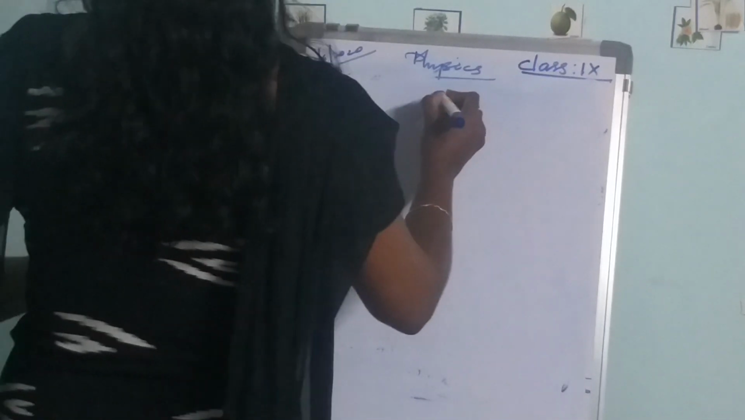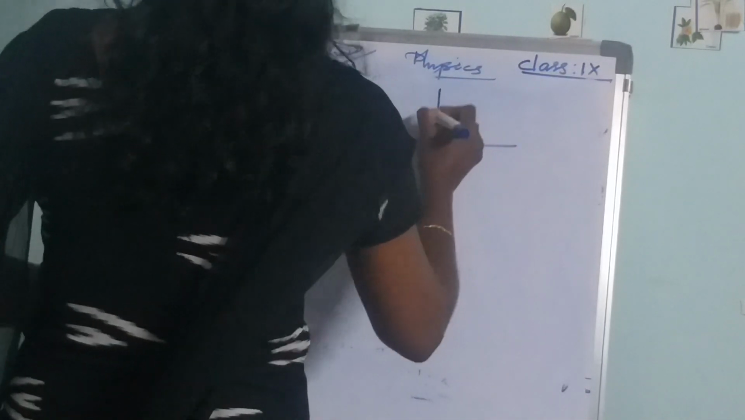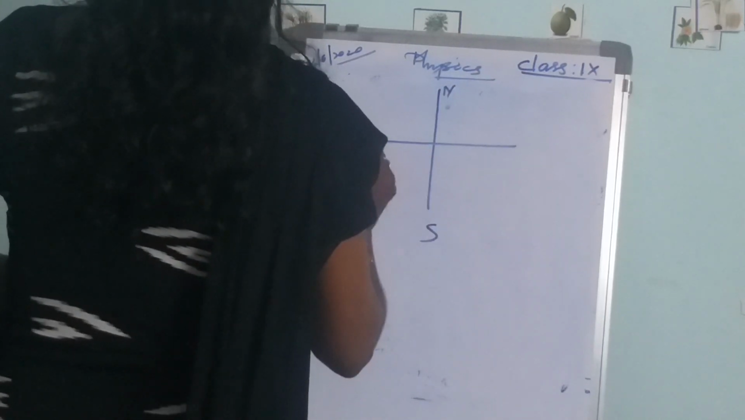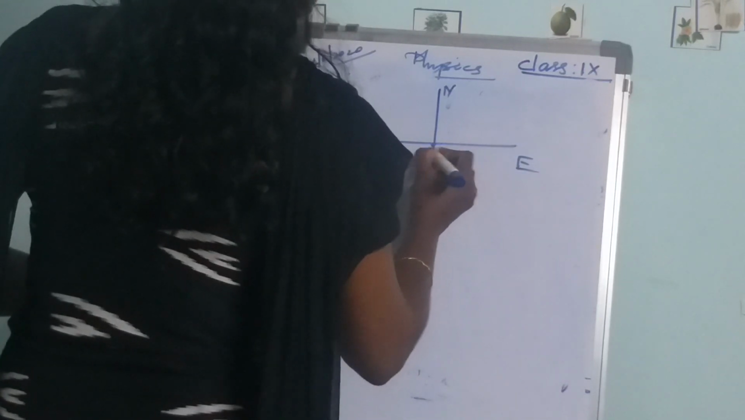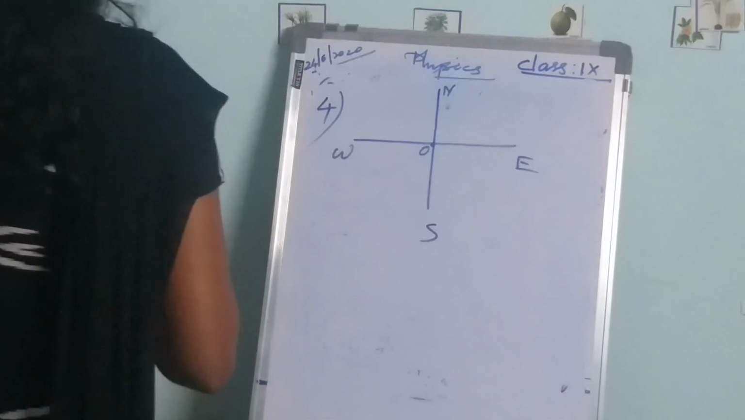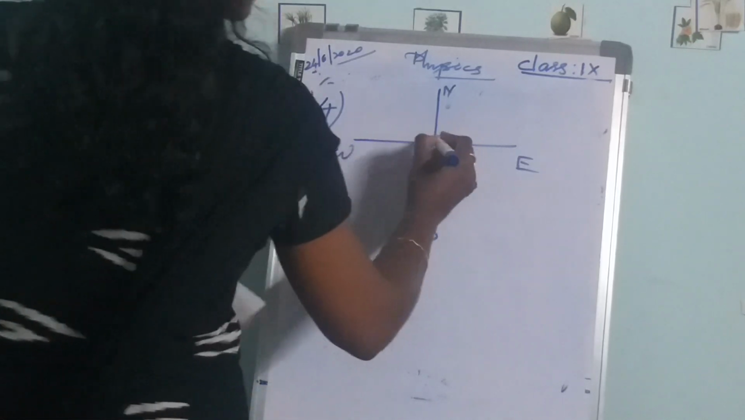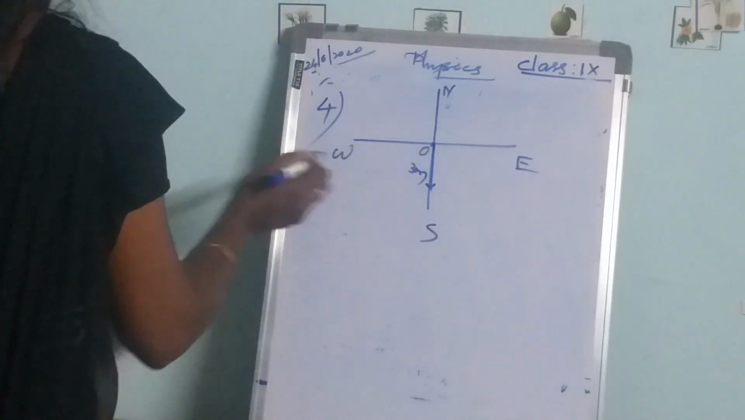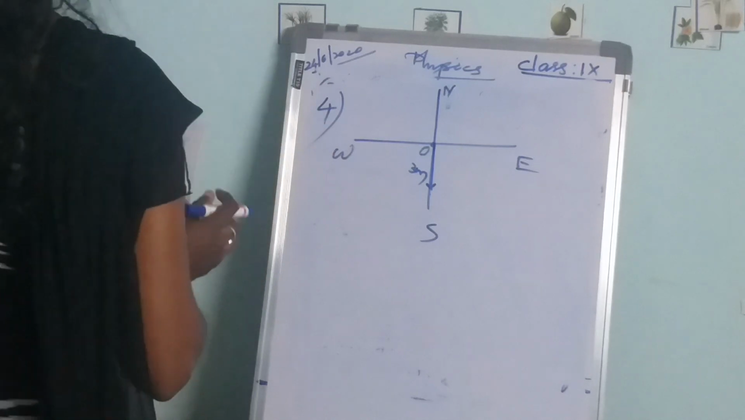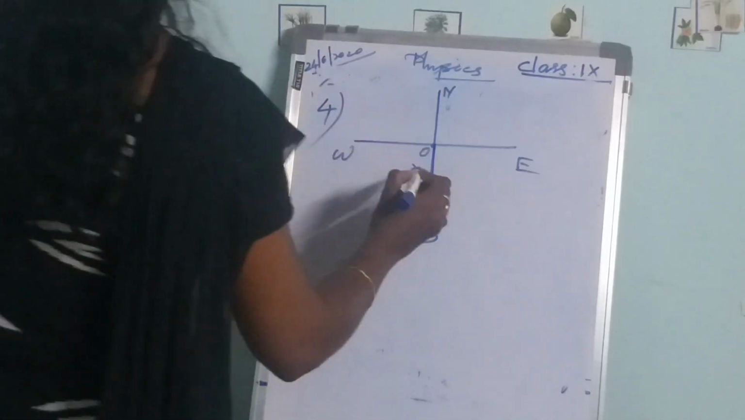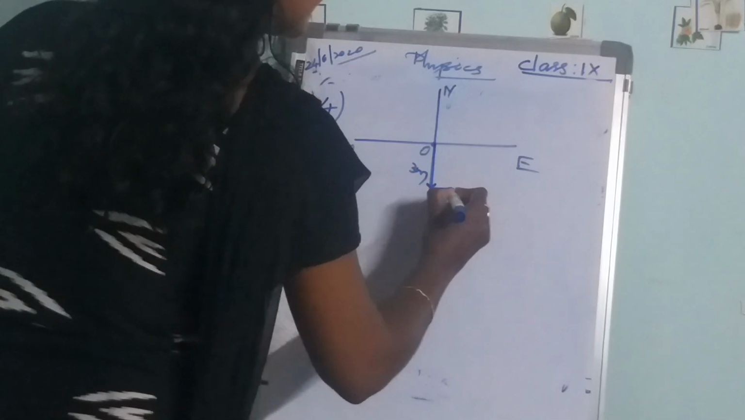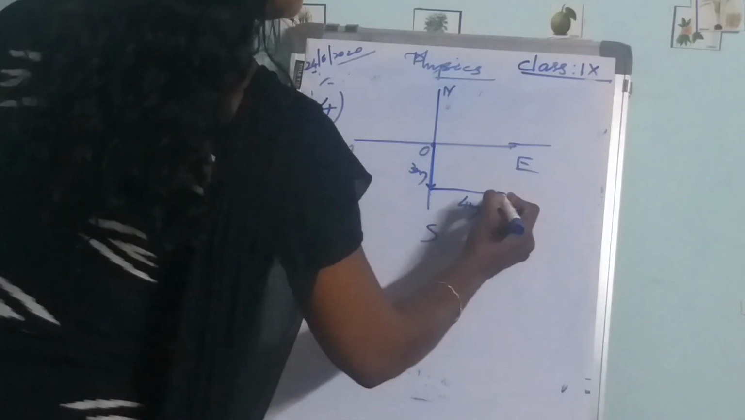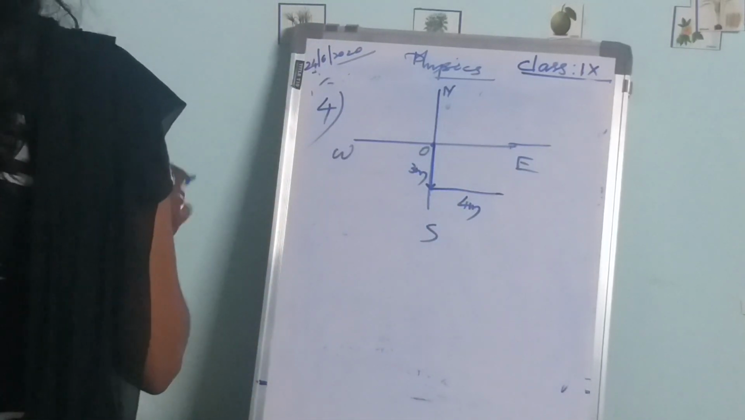Okay, so we can mark the directions as all of you know. This is the north, then south, then west, east. Okay, this is considered as the origin. A boy moves a distance of 3 meters towards south. Then he turns, then moves towards east, a distance of 4 meters.